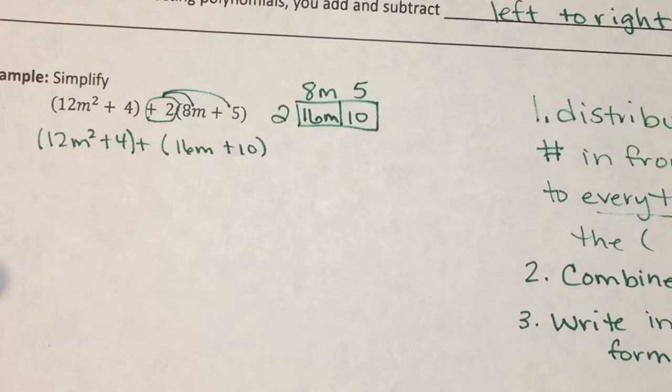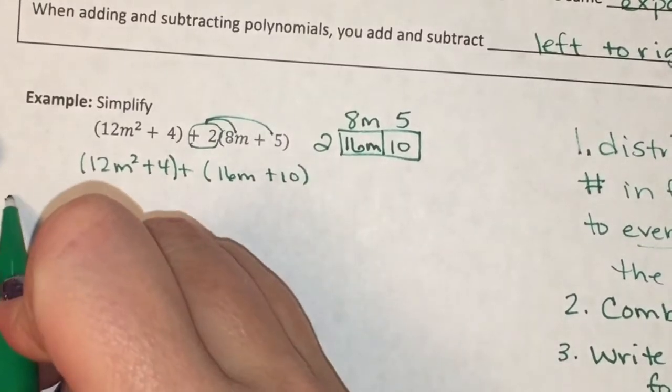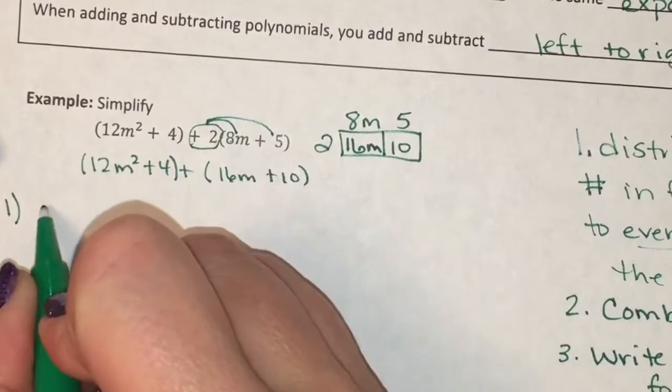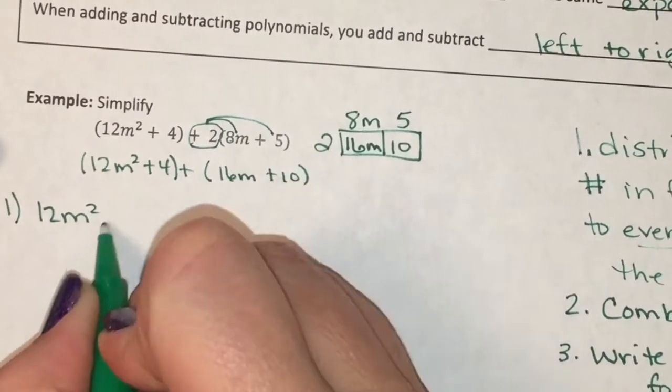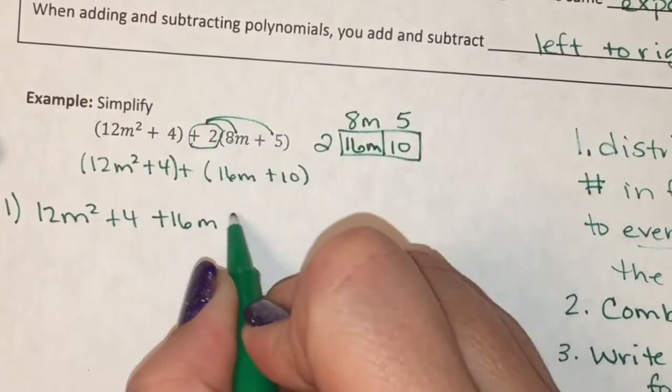We're just going to spruce it up a little bit without doing the circles and the squares and the triangles, and I'm going to show you two methods on how you can get this done. So the first method is just to rewrite everything. So the 12m squared, a positive 4, a positive 16m, and a positive 10.